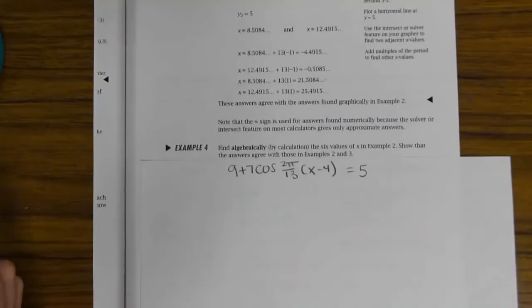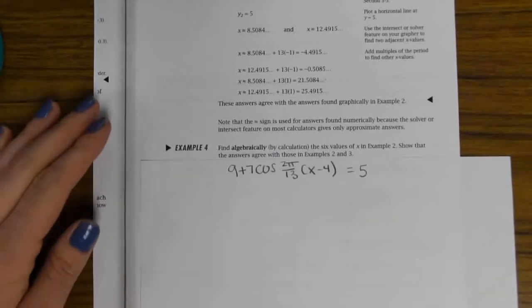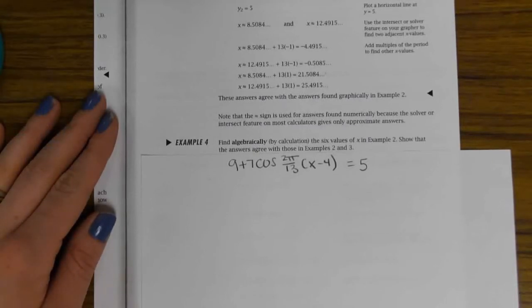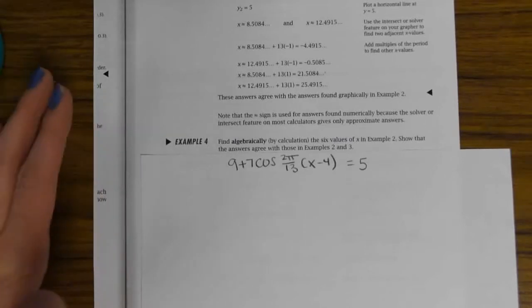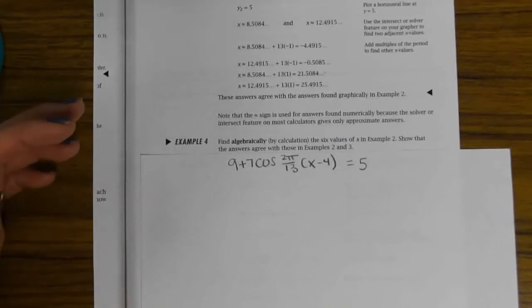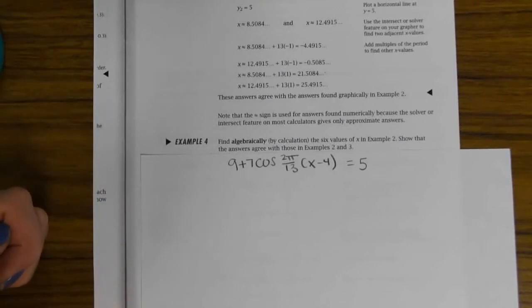So at this point, I want you guys to pause the video and finish checking for those other ones on your own. Okay, in this last part of the video, we are going to find algebraically, so that means by calculations, the 6 values of x in example 2. Show again that the answers agree with what we found in 2 and 3. So remember, example 2 was graphically finding them, and example 3 was numerically.